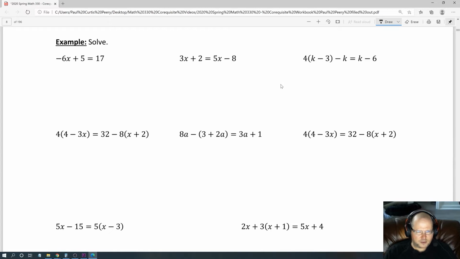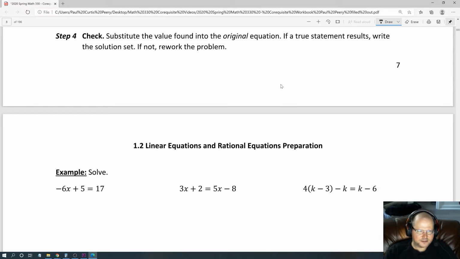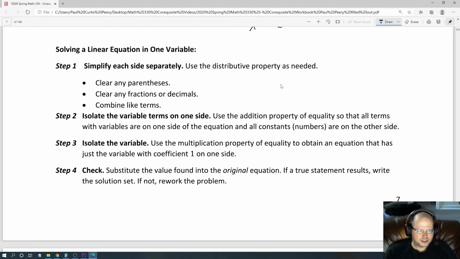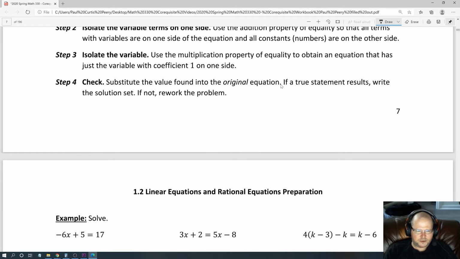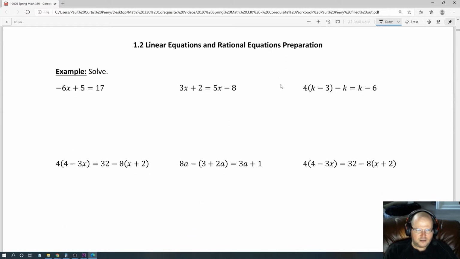Let's try a little more complicated ones. Now, there is a step-by-step for those of you who like everything written out step-by-step. So you could solve this step 1, 2, 3, 4. Simplify each side separately, isolate the variable terms on one side, isolate the variable, and check. And that's basically what we're doing in written form. So if you want to have a place where you have it written down step-by-step, that's how you would do it.